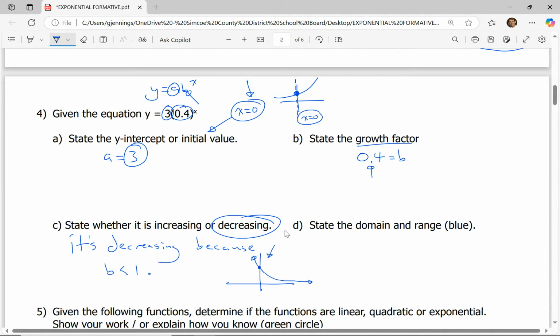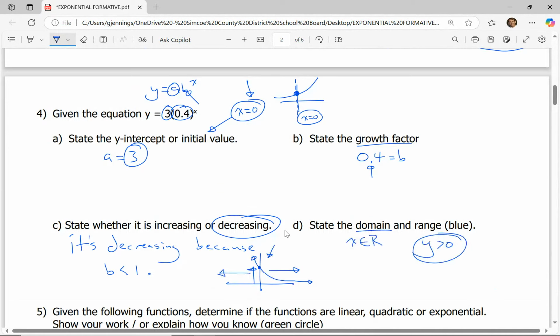And this sketch can help us with the domain and range. The domain is x is all real numbers. We can literally put any value in for x along here and there's going to be a y value. The range is y is always greater than 0. Okay? It's never going to be down there. It's just going to approach and go down.